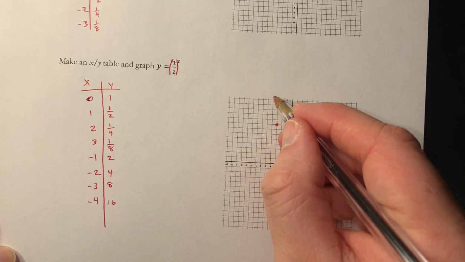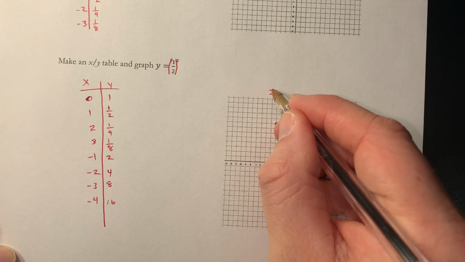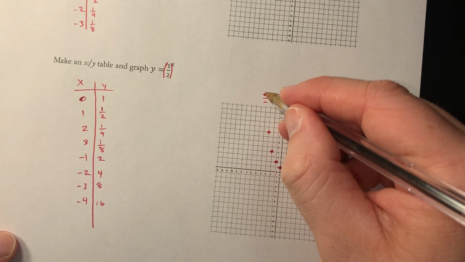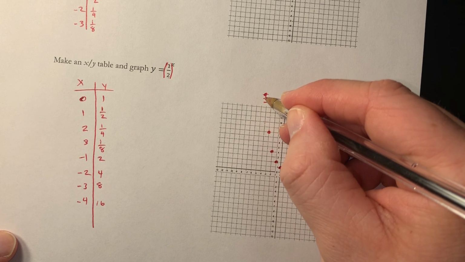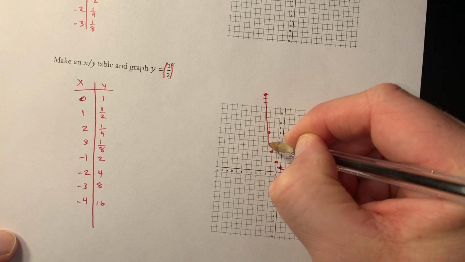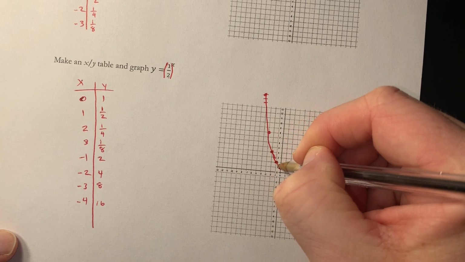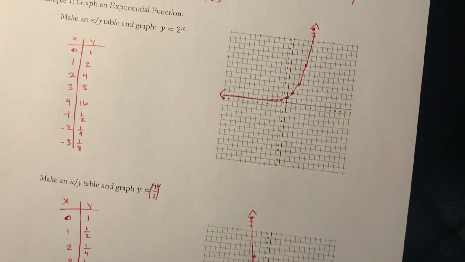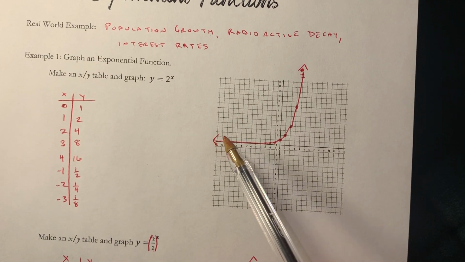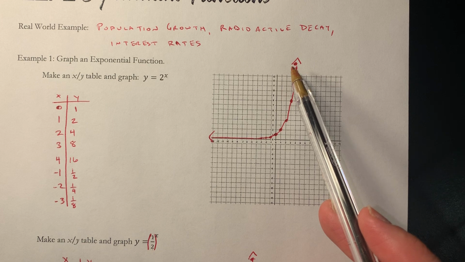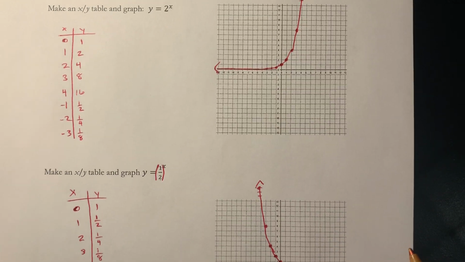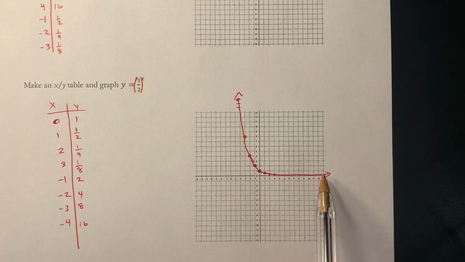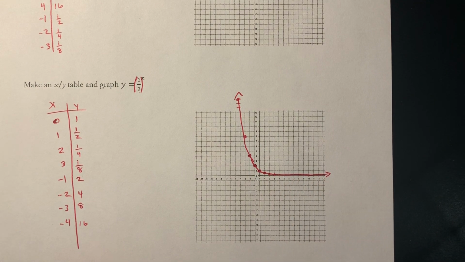And again, it only goes up to 13, so 14, 15, 16. So right about there. And then arrows on both ends. Now this first one, from left to right, it is growing. This is called exponential growth. This one is shrinking from left to right. This one is called exponential decay.